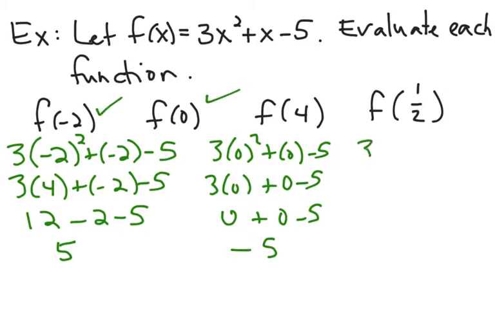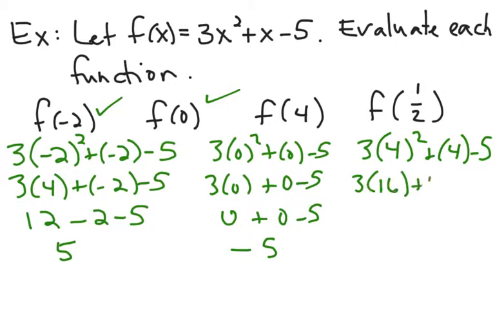F of 4, 3 times 4 squared plus 4 minus 5. Square first, then multiply, then add and subtract from left to right. 48 plus 4 is 52. 52 minus 5 is 47.